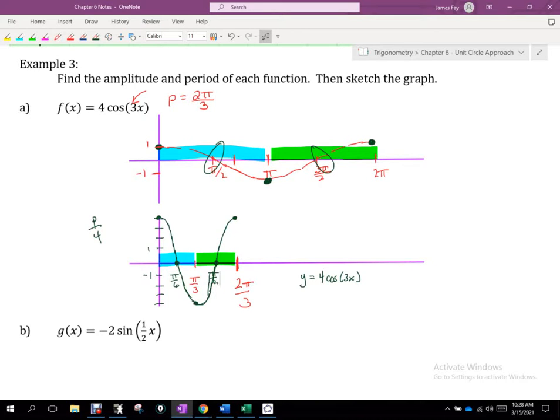Now if we were to replicate this, right now, in order to go out to 2 pi, I would need 3 of those. See if I can cut and paste this.